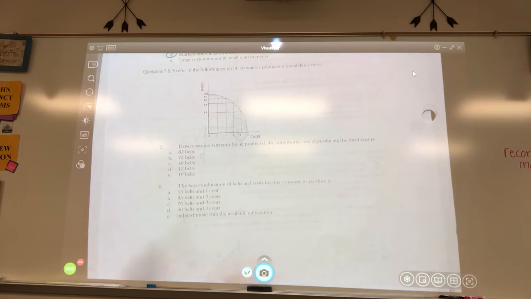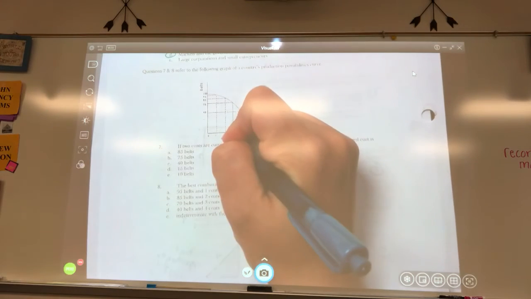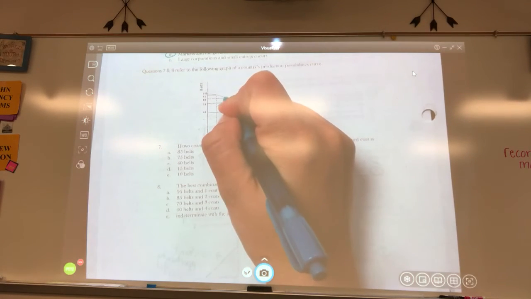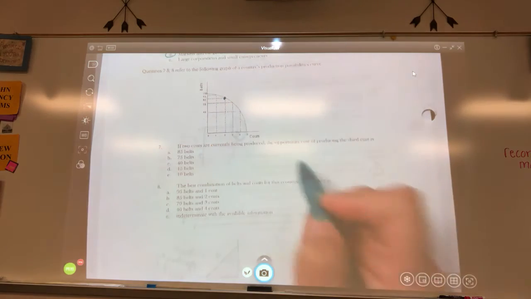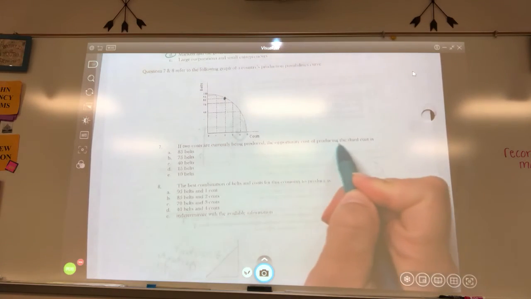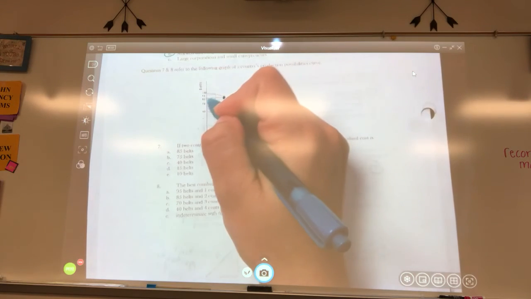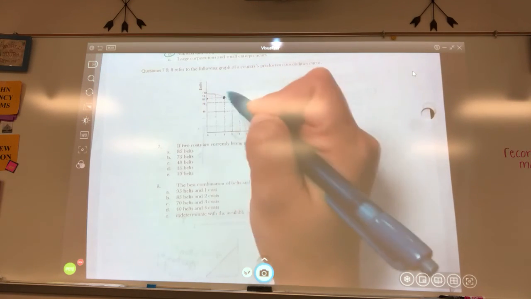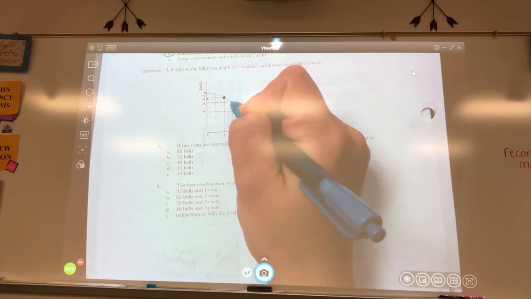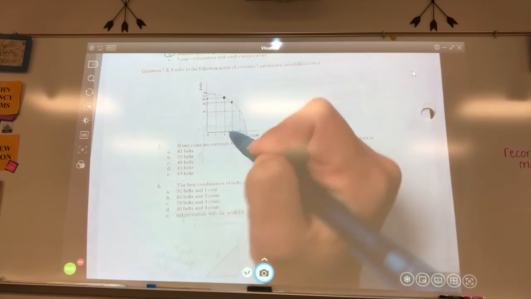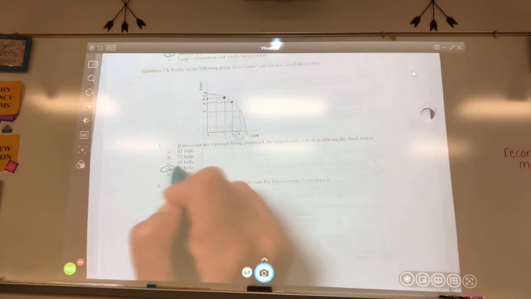7. A given gives us a chart. Use the following chart to answer 7 and 8. If 2 coats are currently being produced, so here's 2 coats, right? The opportunity cost of producing a 3rd coat: they were making 85 belts and now they're going to go down to how many belts? 17. So what is the opportunity cost? What are they giving up? 15 belts. Hooray.